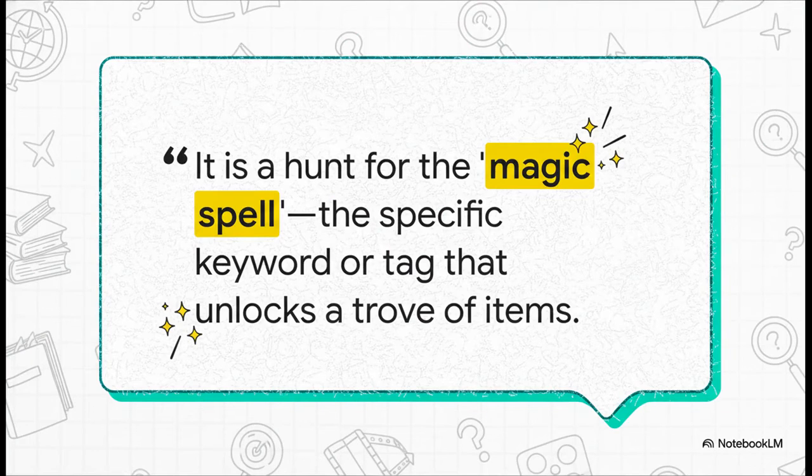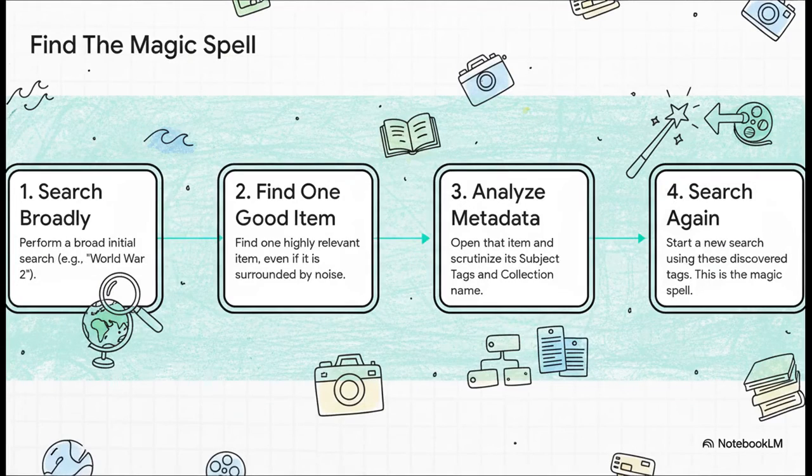This quote just nails it. The best way to search isn't about getting it right on the first try. It's a hunt. You're hunting for the magic spell, that one specific, perfect keyword or tag that the librarians or the original uploaders used to group a whole bunch of similar stuff together. So how do you find this magic spell? It's a simple little 4-step trick.